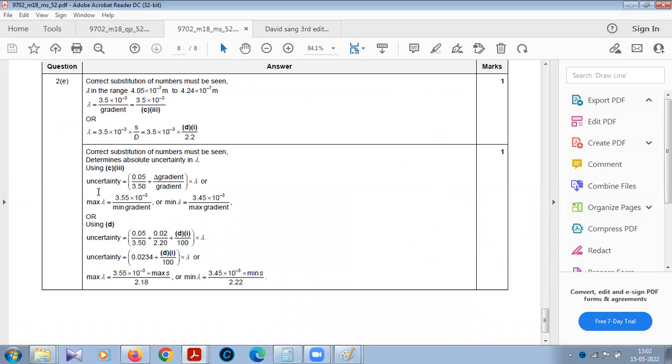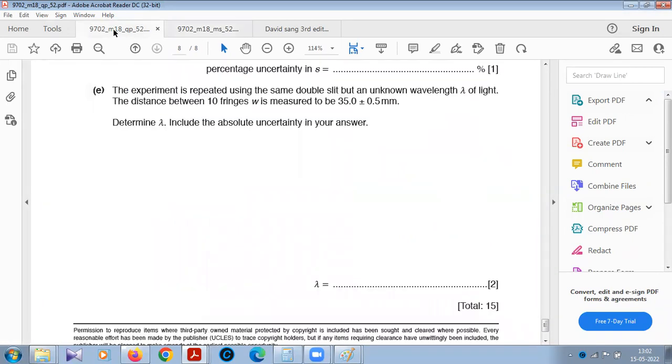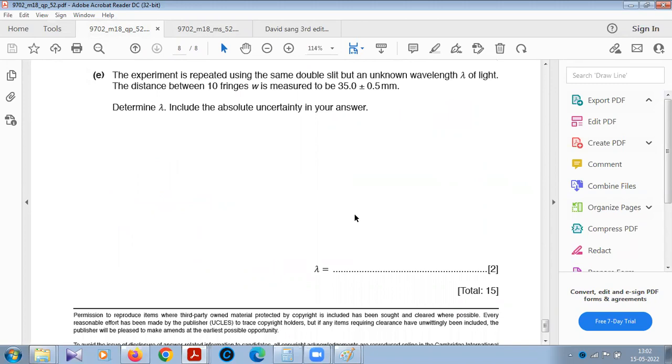So they have found out the lambda as that value of P divided by the gradient. And then the uncertainty as delta P by P plus delta gradient by gradient into lambda. So you will get it like this. That is the easier way. So you have found out the wavelength and its uncertainty, and the absolute uncertainty also you have found out. So that is the end of the question.